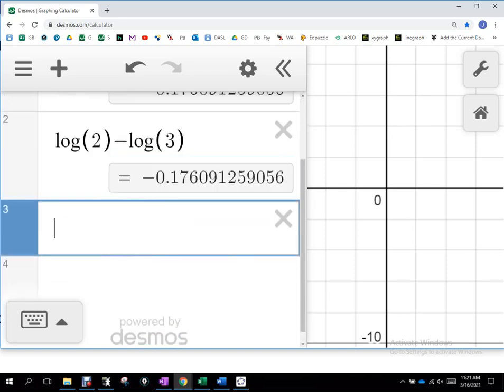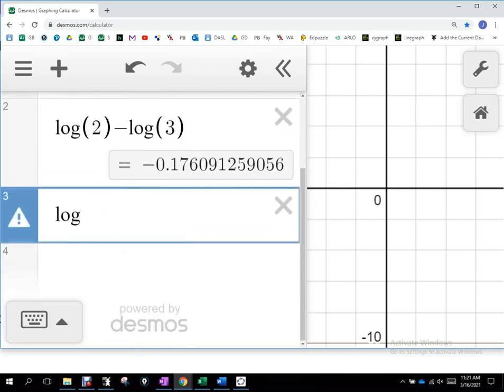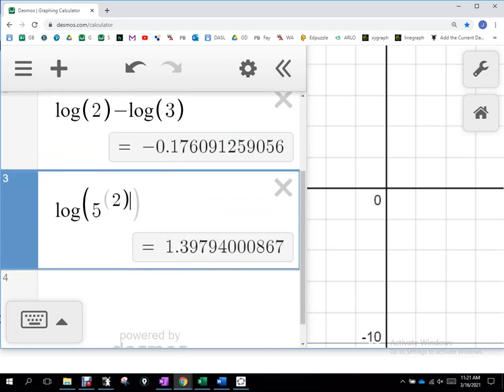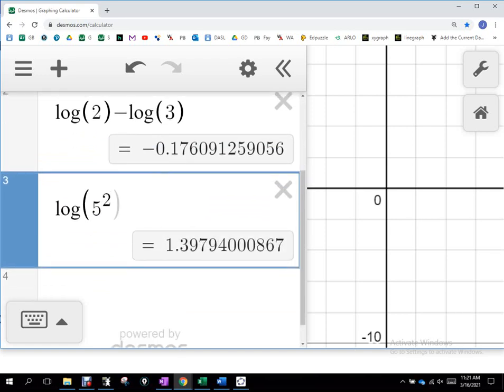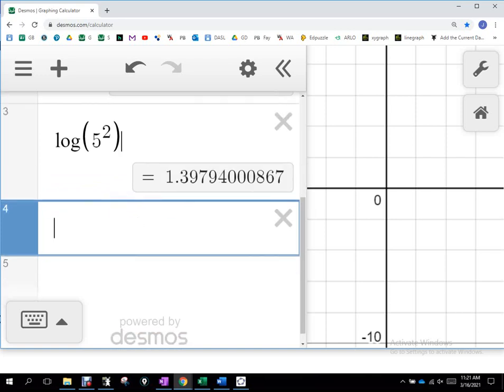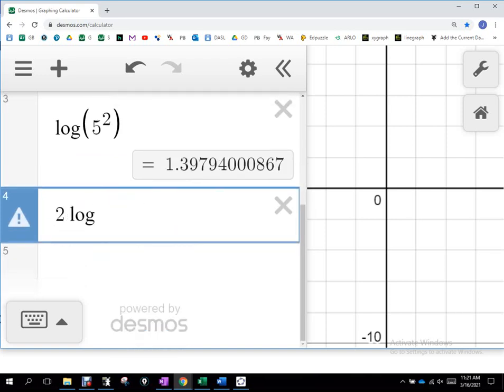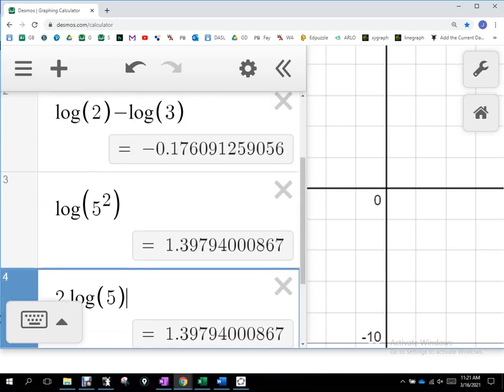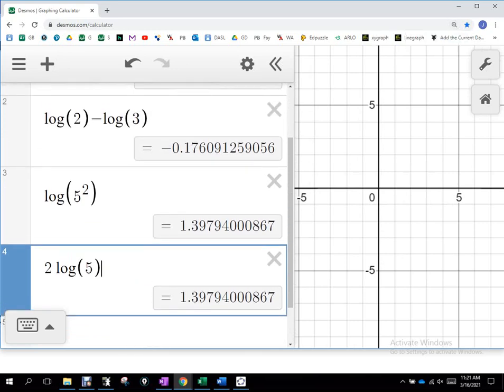In the last one that I was demonstrating there, if I go log of 5 squared, we can rewrite that as 2 times log of 5. We just bring that 2 out in front. If we're able to work with these and do this, it's going to make our solving of equations with exponentials in them a little bit easier to do.